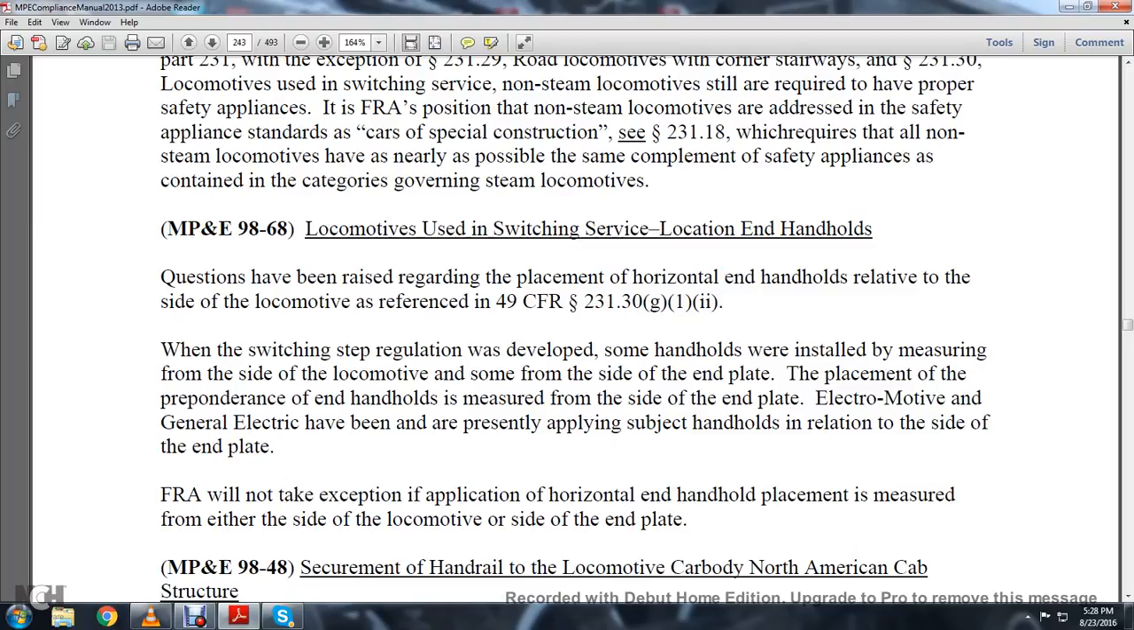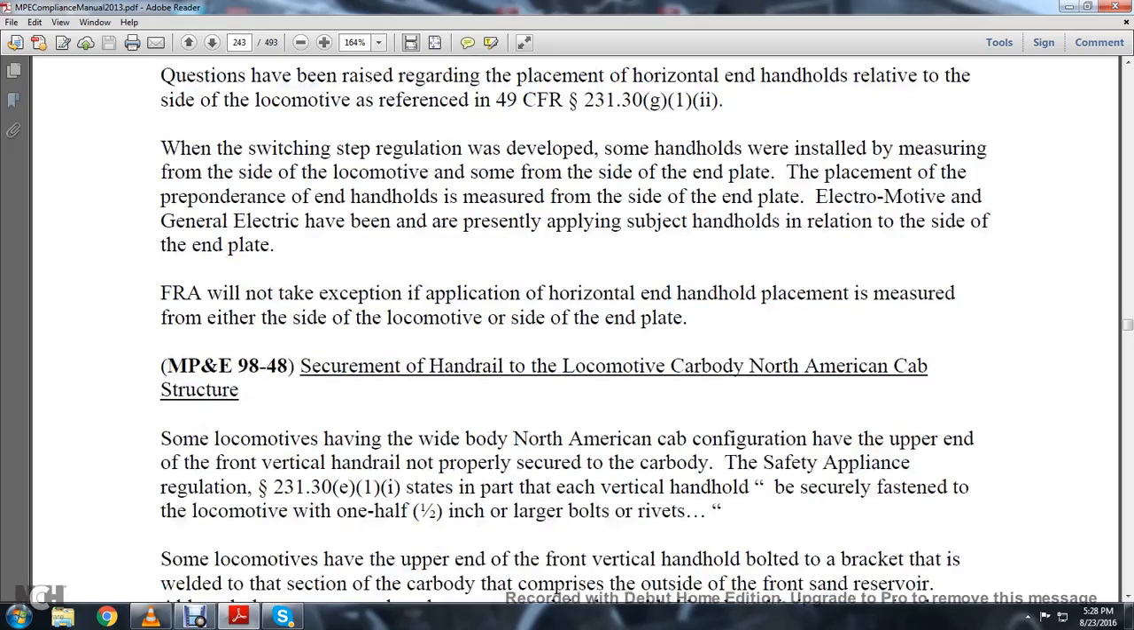Motive Power and Equipment 9868, locomotive used in switching service, location of handholds. Questions have been raised regarding the placement of the horizontal handhold relative to the side of the locomotive, as referenced in Title 49 CFR 231.30(g)(12). Some handholds are installed measuring from the side of the locomotive, and some from the side of the end plate. General Electric and Electro-Motive have presently applied the handholds in relation to the side of the end plate. The FRA will not take exception in the application of horizontal handhold placement measured from either the side of the locomotive or the side of the end plate.